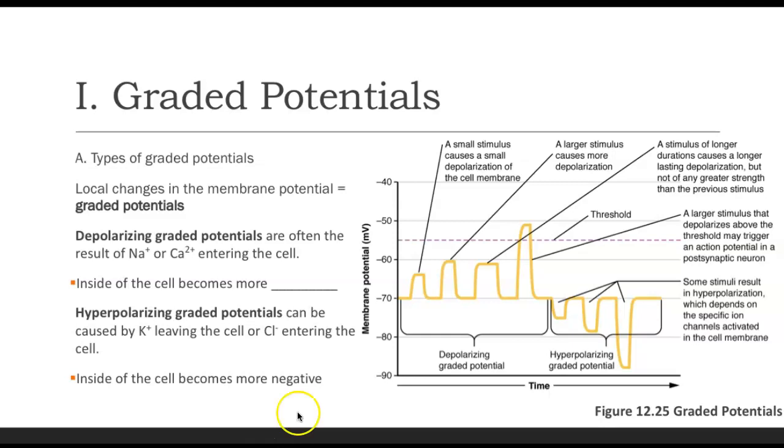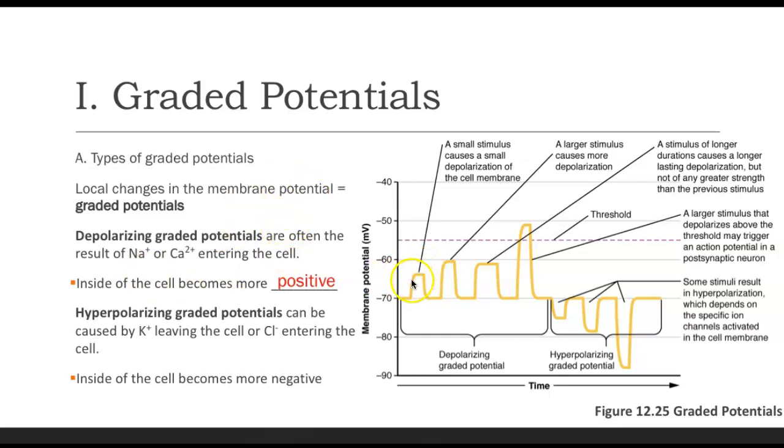So when we have depolarizing graded potentials, we're often going to find it as a result of either sodium or calcium entering the cell. We'll talk more about sodium when it's entering the cell of neurons or skeletal muscle, but calcium plays a role in cardiac muscle cells. And the inside of the cell is going to become more positive. So let's take a look at some of these.